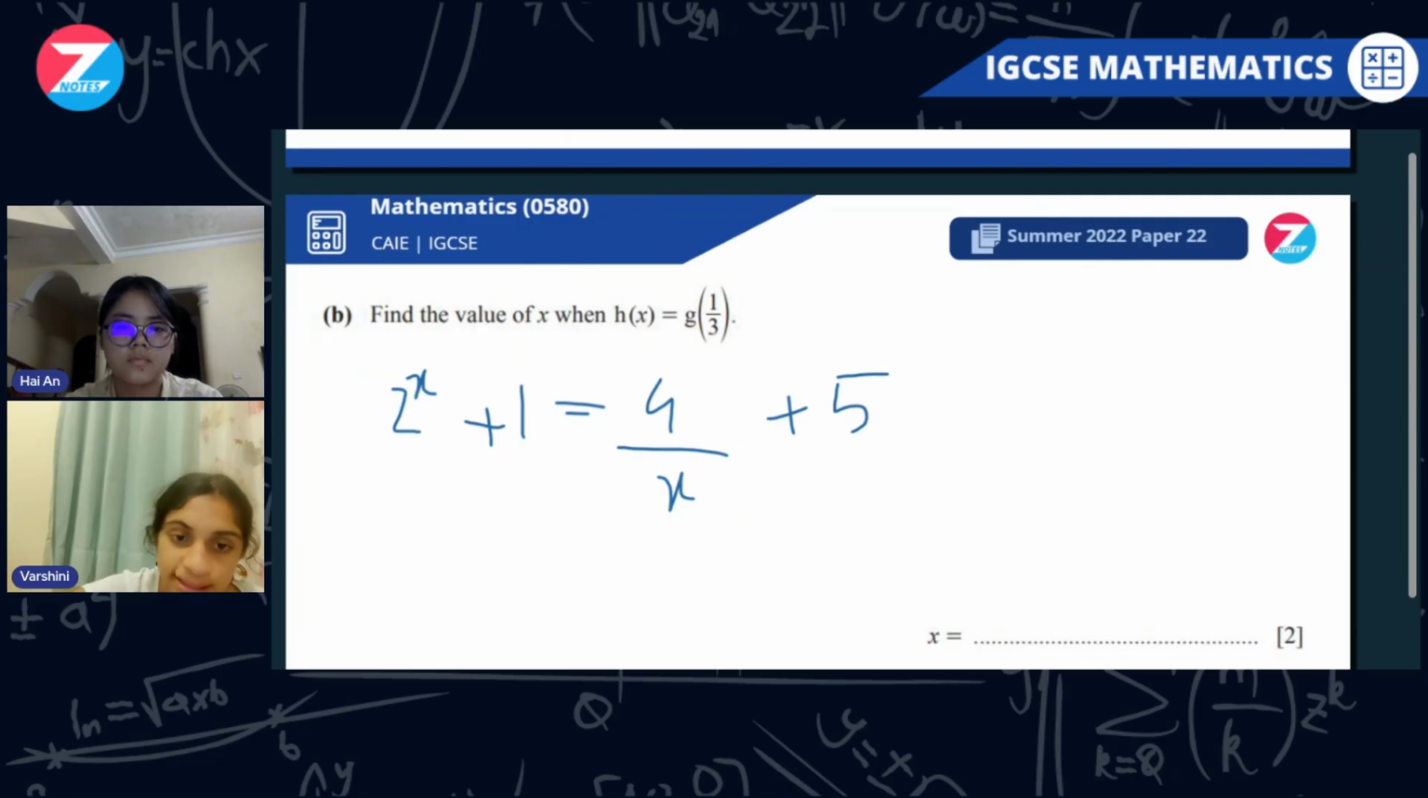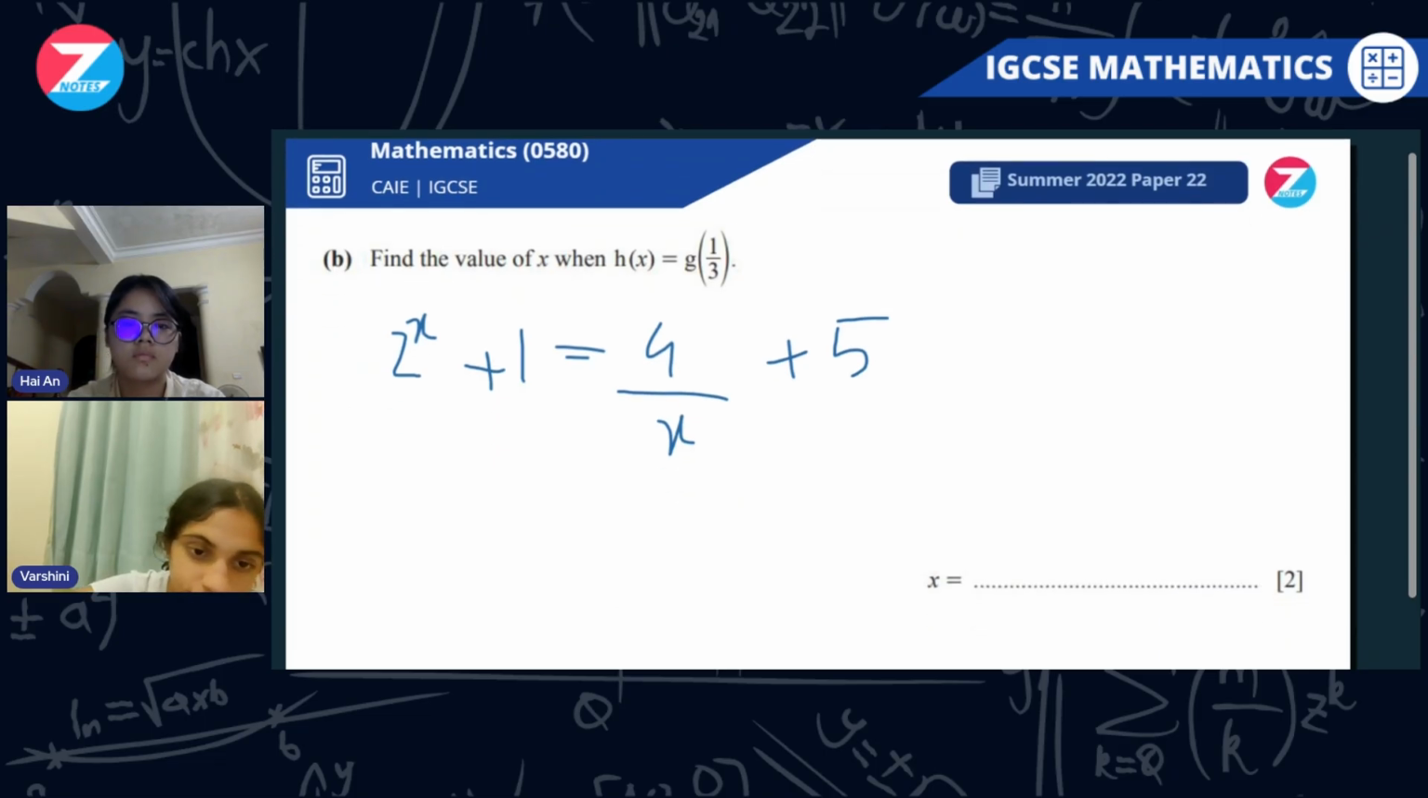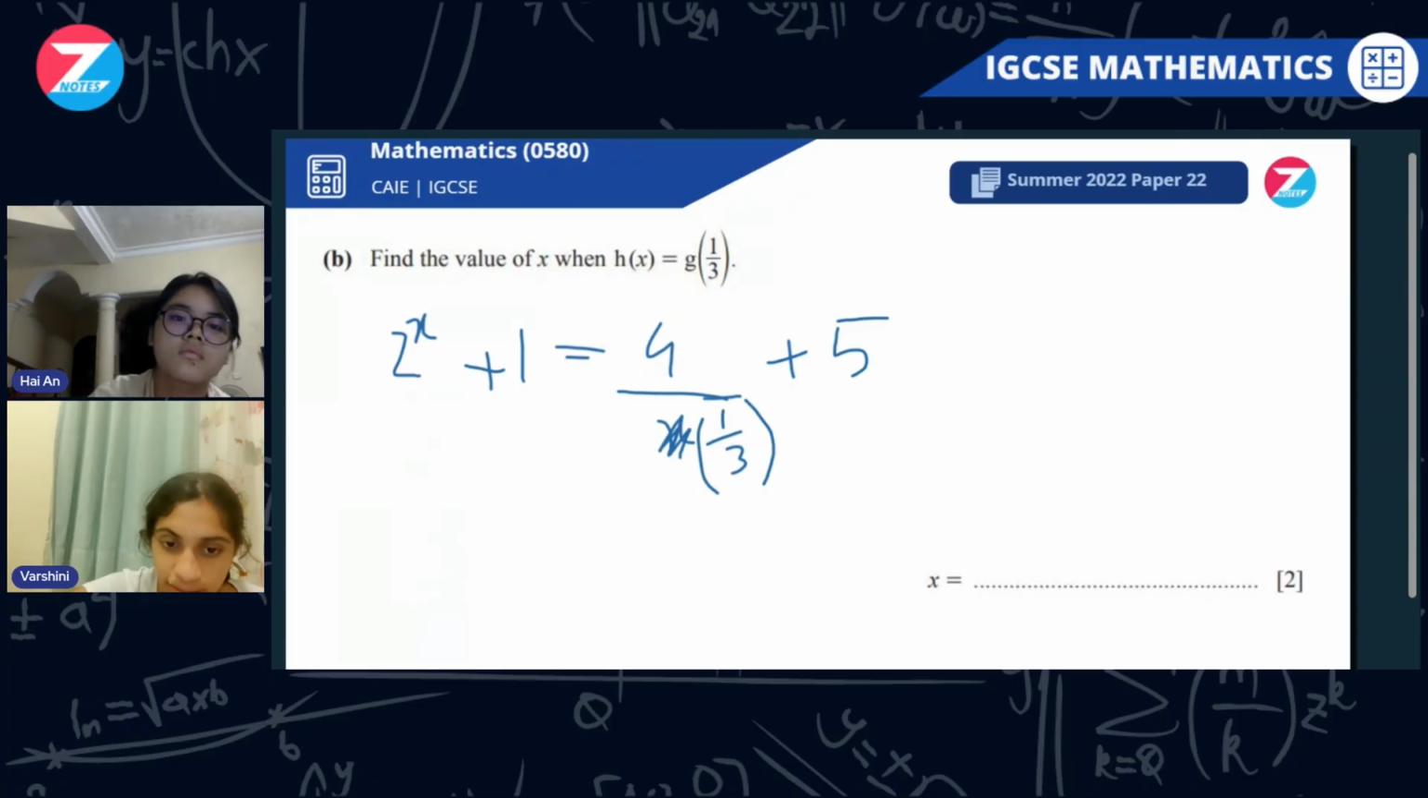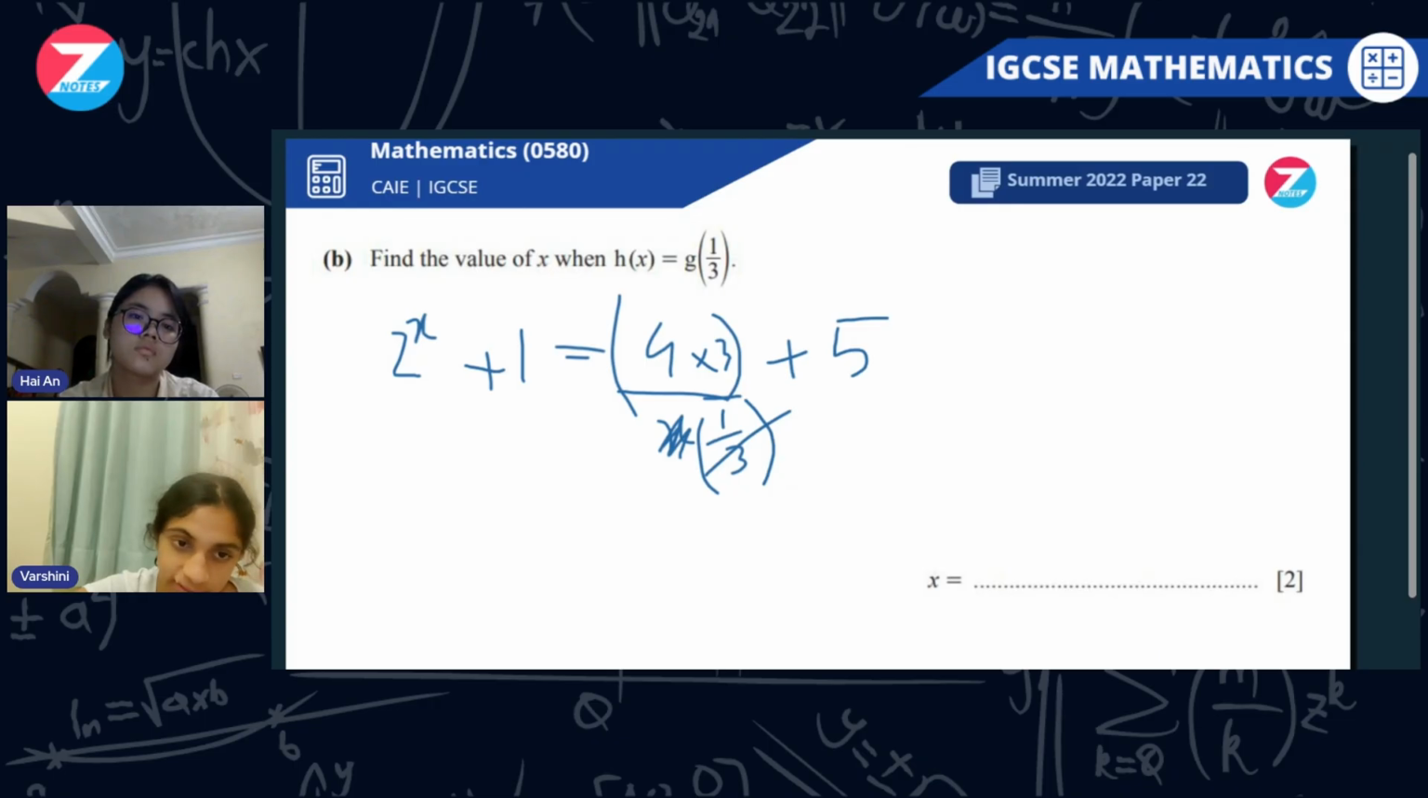So we know we have to replace x with 1 by 3. So let's take this out to make this 1 by 3. We know when it's 4 divided by 1 by 3, it's nothing but 4 into 3 by 1. Okay, so now that we have this, all we need to do is make 2 to the power x the subject of the formula. So 4 into 3 is nothing but 12. Just put this in your calculator, and 12 plus 5 is 17.